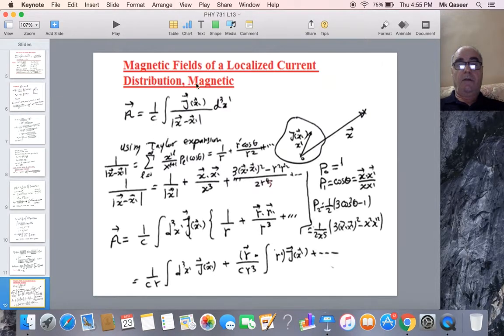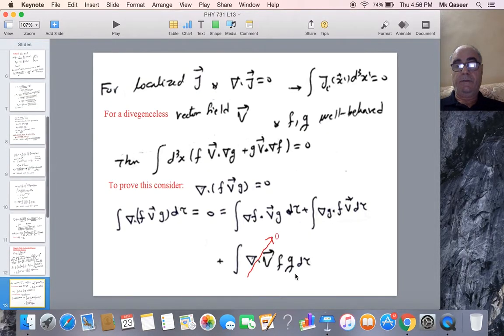Now let's talk about magnetic fields of a localized current. This is a localized current distribution J of x prime, and this is the field point. We have to expand 1 over |x minus x prime| to find the vector potential A. I'll use a Taylor expansion, which is given by this. So A can be written as contributions from 1 over r, from r prime over r cubed, and so on. This is a simplification of the above relation.